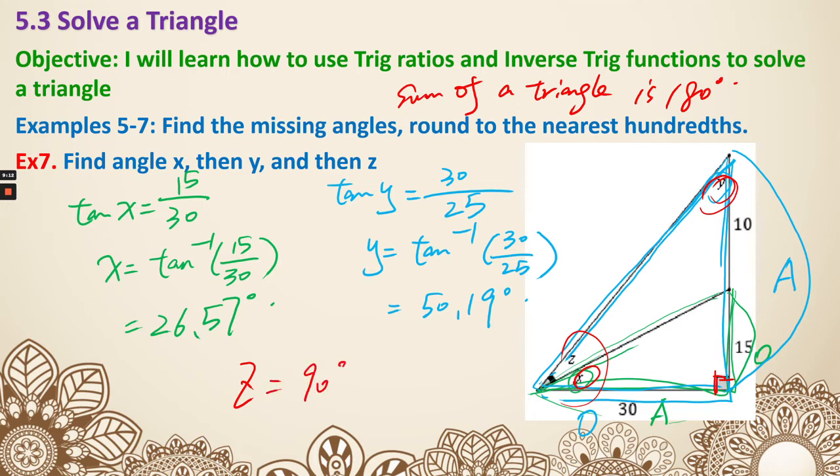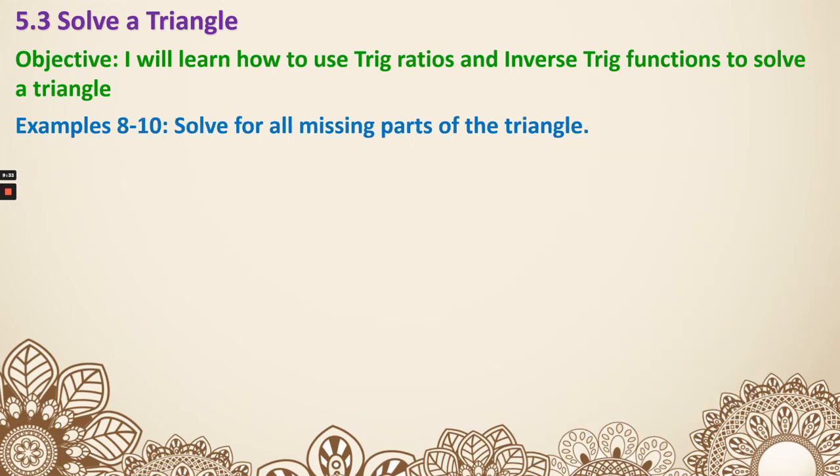So z would have to be 90 degrees minus x minus y. So 90 minus 26.57 minus 50.19 is going to give you 13.24 degrees. And that is our z. That's example 7. And that concludes the 5.3a lesson. Now let's move on to 5.3b.